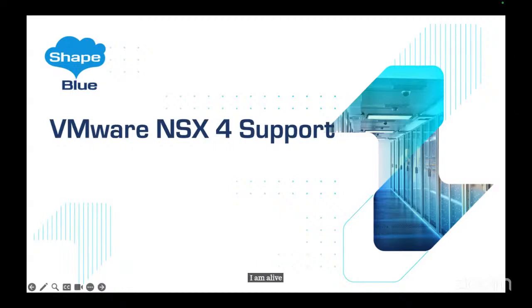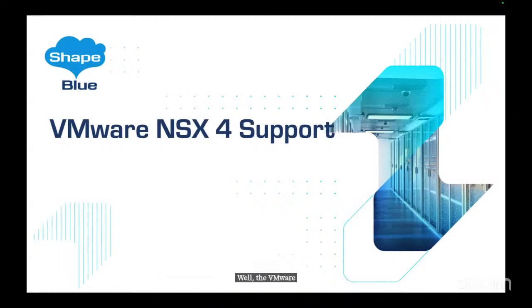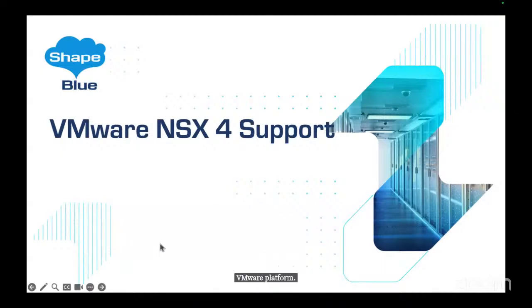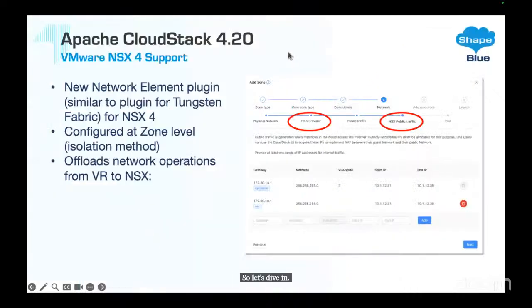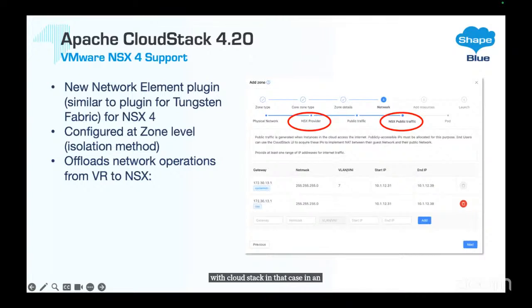Thank you guys for joining us to show the new features in CloudStack 4.20. VMware NSX is just one more integration for SDN support in CloudStack for the VMware platform. So let's dive into this new feature. This is a new network element, similar to the Tungsten Fabric you already have integrated with CloudStack. In that case, NSX version 4 is supported.